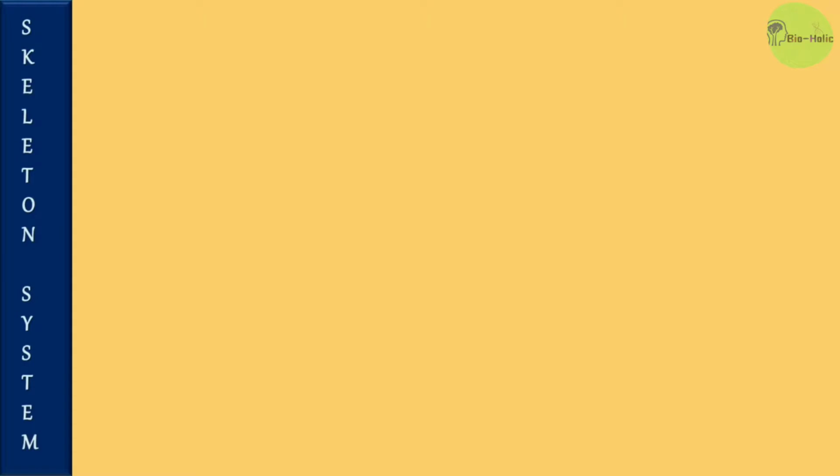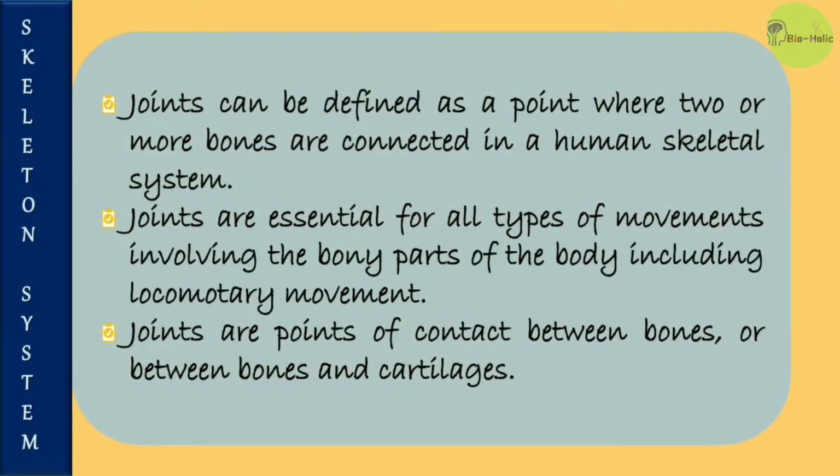In the previous part, we have learned about our skeletal systems. The joints are also included in our skeletal system. Now, what is meant by a joint? Joints can be defined as a point where two or more bones are connected in a human skeletal system. And joints are essential for all types of movements involving the bony parts of the body, including locomotory movement. Joints are points of contact between bones or between bones and cartilages.